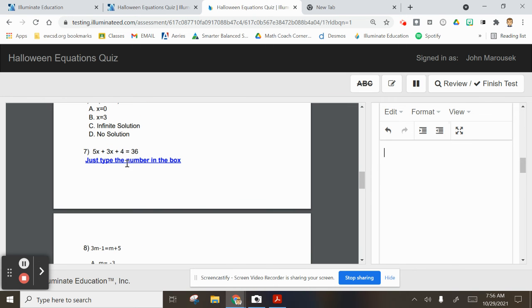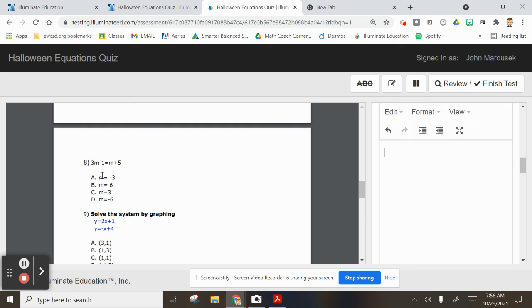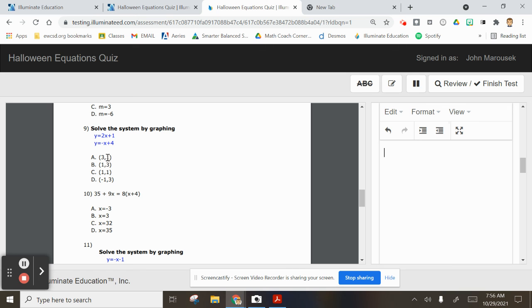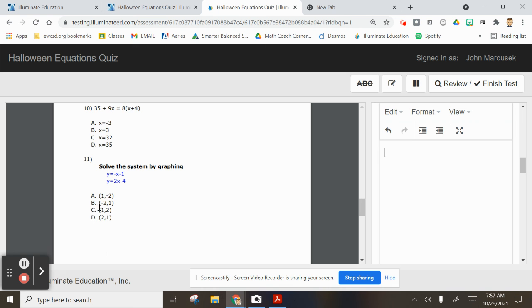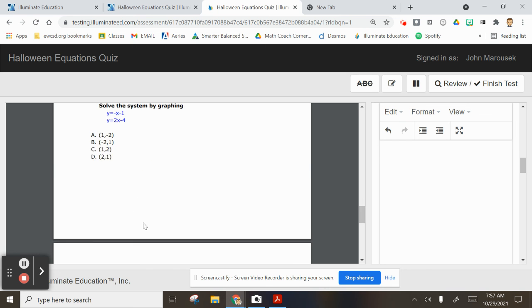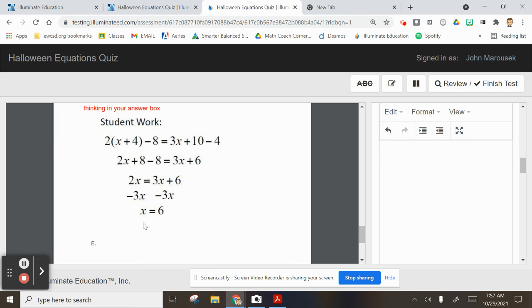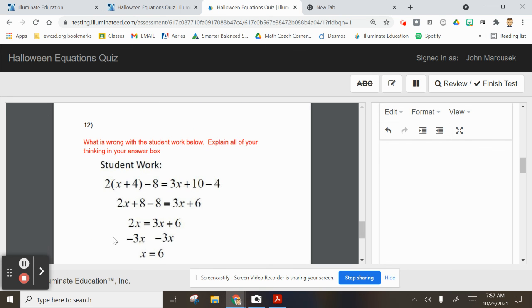Number 6, multiple choice. Number 7, just type the answer. Number 8, multiple choice, solve the equation. Number 9, just solve the system. Now look what it says, solve the system by graphing. What did we do in our warm-up? Remember, we graphed it. You're going to do that, just like number 2 in our warm-up. Number 10, multiple choice. 11, graph it, solve it by graphing. And 12, one more like this, okay? And ignore this letter E, that shouldn't be there.